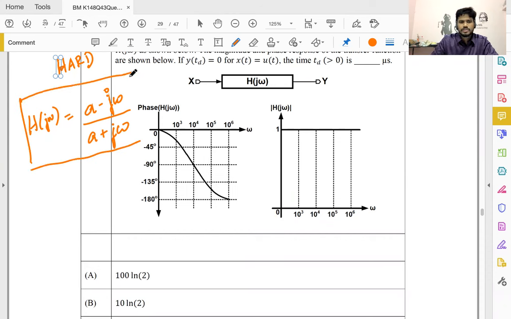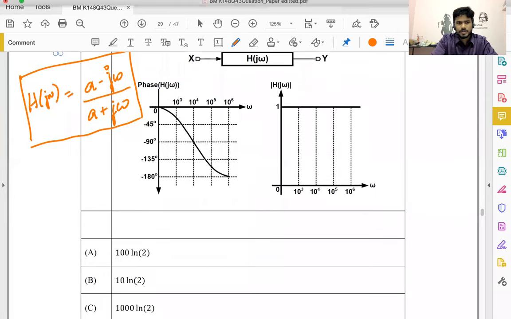If you could do this, the rest of the problem is straightforward. So A is an unknown, which you could find from some information. The magnitude of this is always 1: the numerator is root of A square plus omega square, and again the denominator is root of A square plus omega square. So the magnitude is always 1.